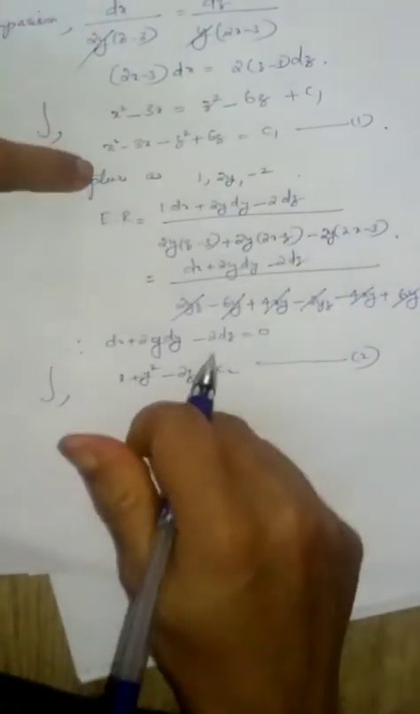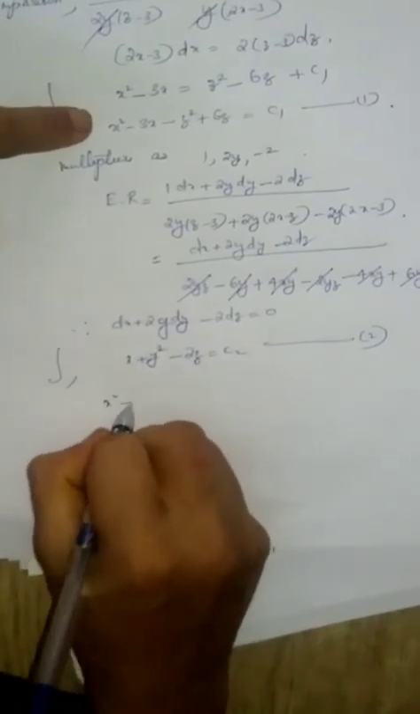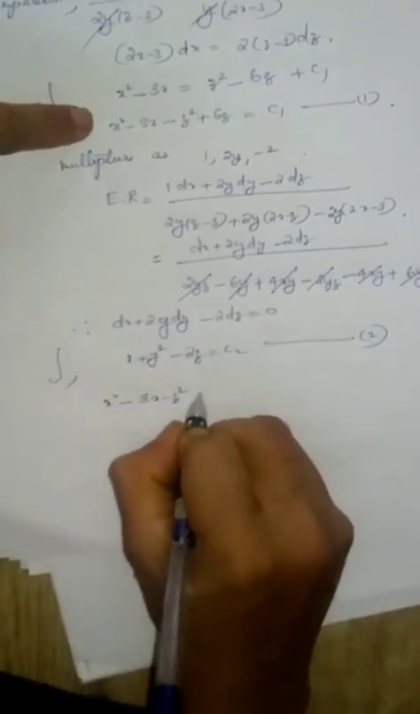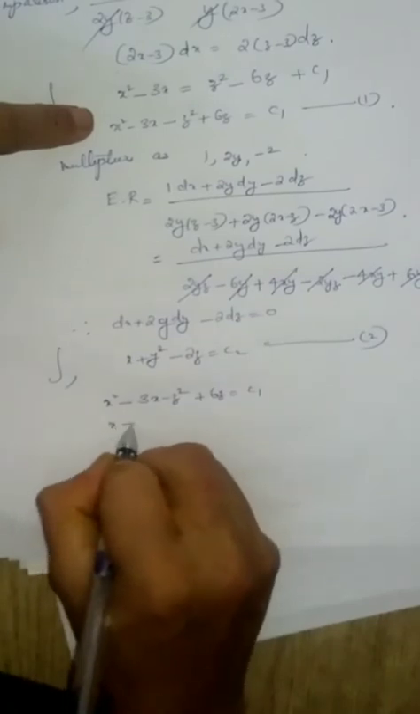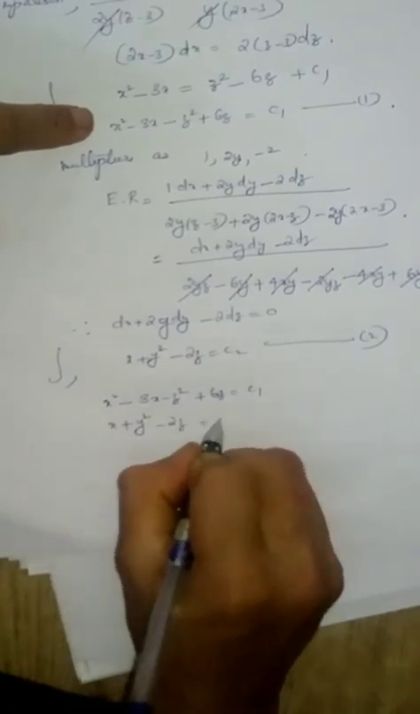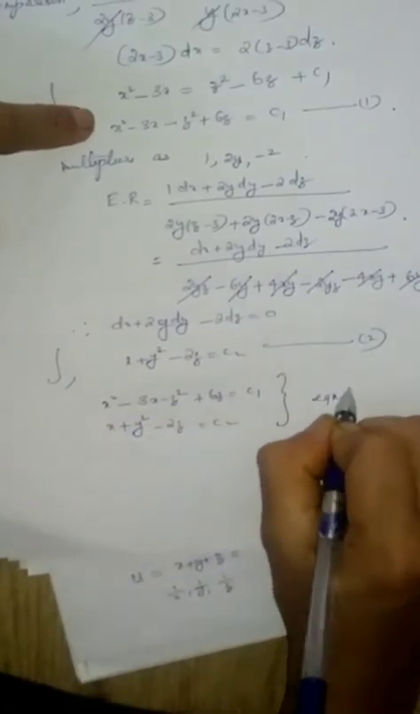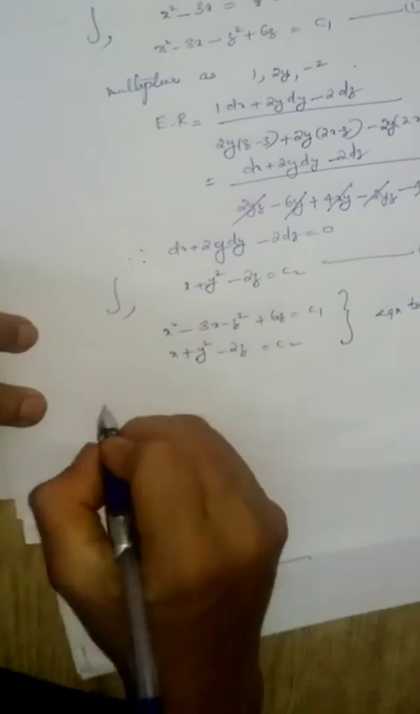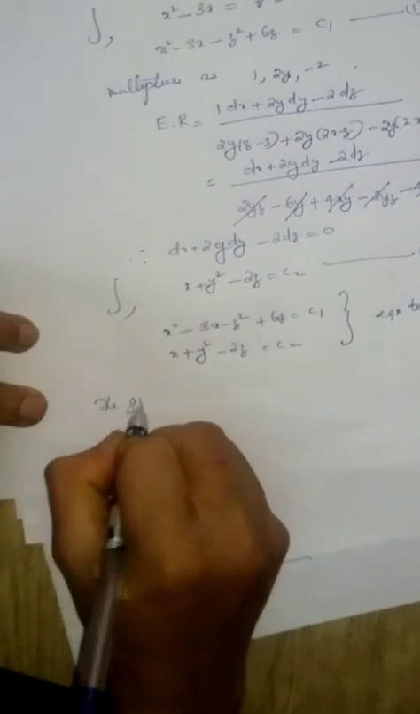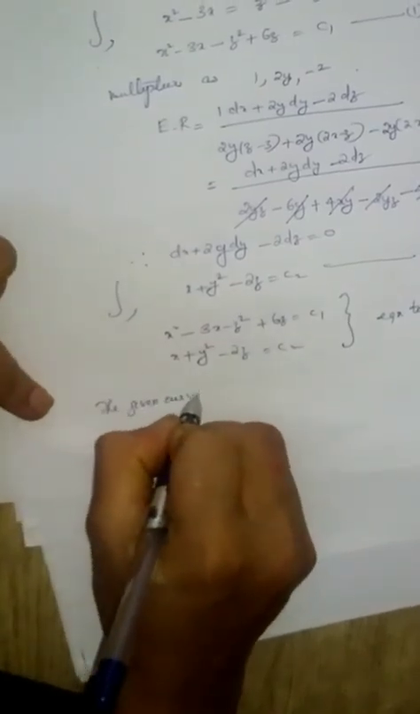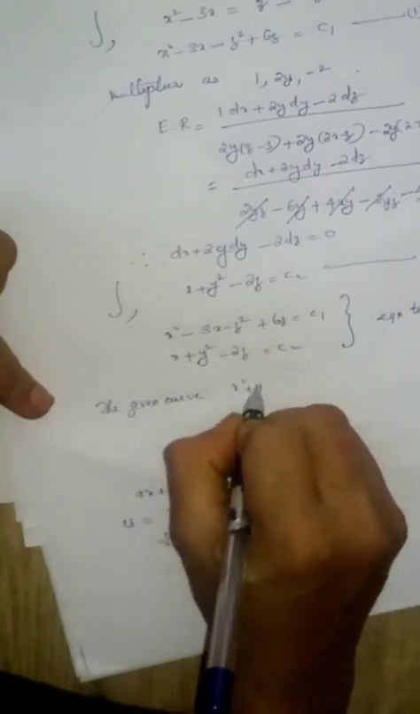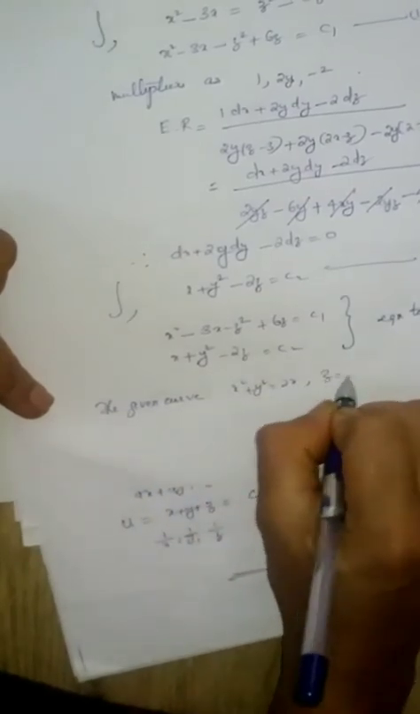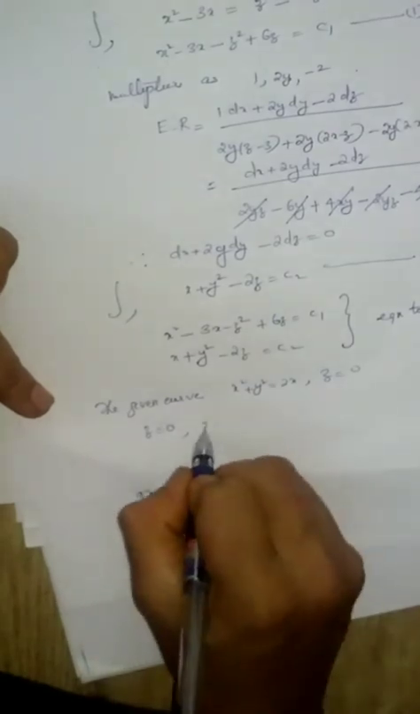So writing these 1 and 2 together, we can write x square minus 3x minus z square plus 6z equal to c1, x plus y square minus 2z equal to c2. So these are the equations of the integral curves. Okay, now we have to parameterize the given curve. The given curve is x square plus y square equal to 2x, comma z equal to 0. Already z equal to 0. Now put x equal to t.